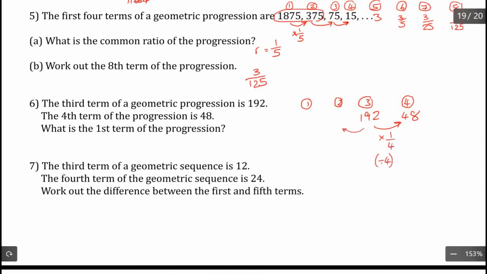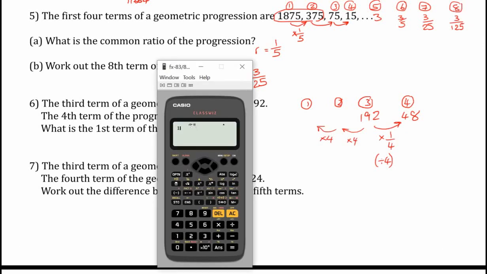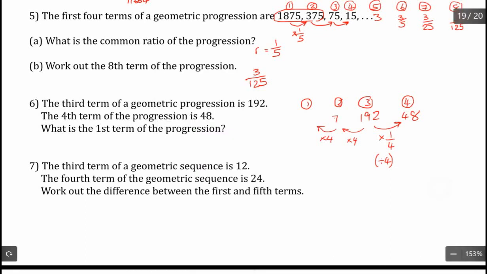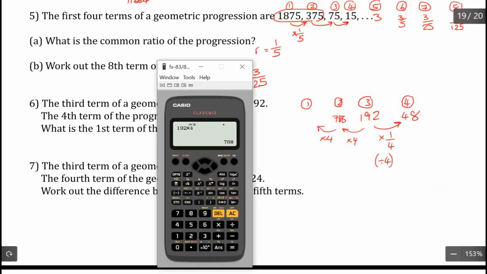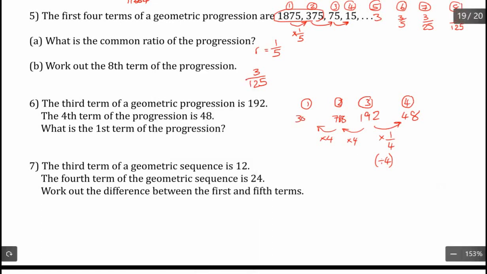So if we want to go backwards, we can times by 4. So the second term is 768. And the first term is 3072.